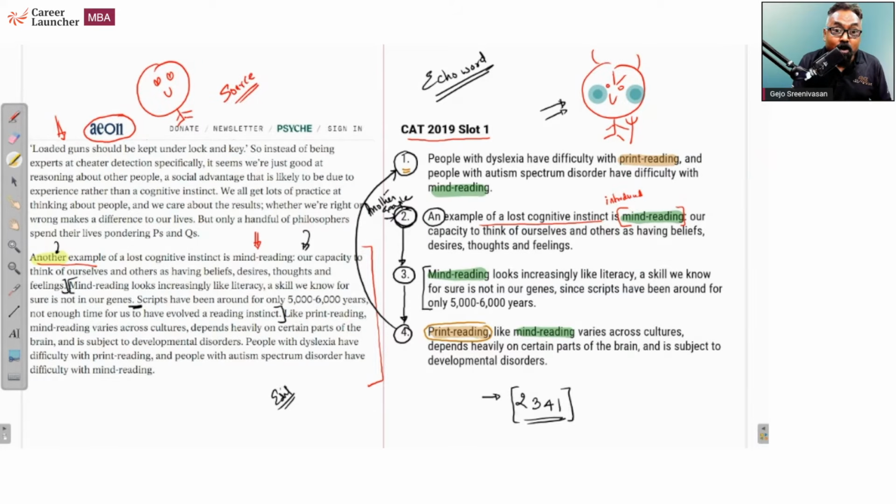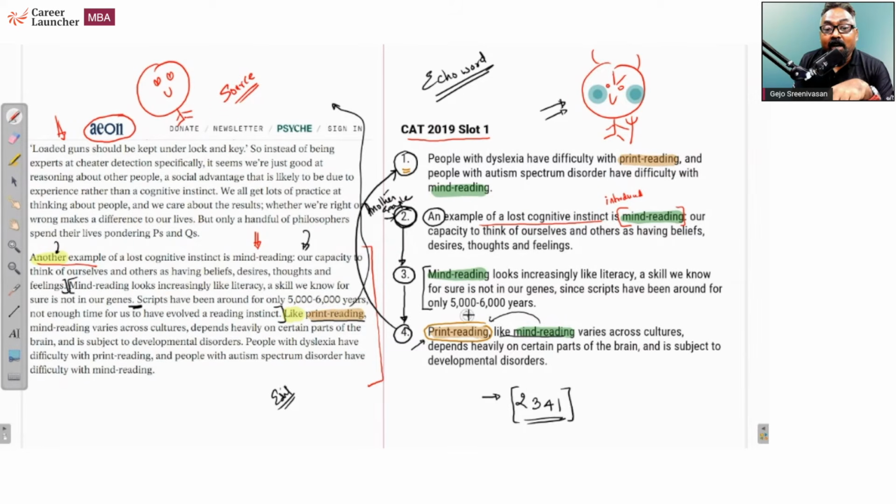Very important. Look at this. Like print reading. When they say like print reading, that means in the original source, print reading would have been discussed earlier. Like the print reading we discussed earlier, mind reading is also there. But in the question, it is saying print reading, like mind reading, varies across culture.